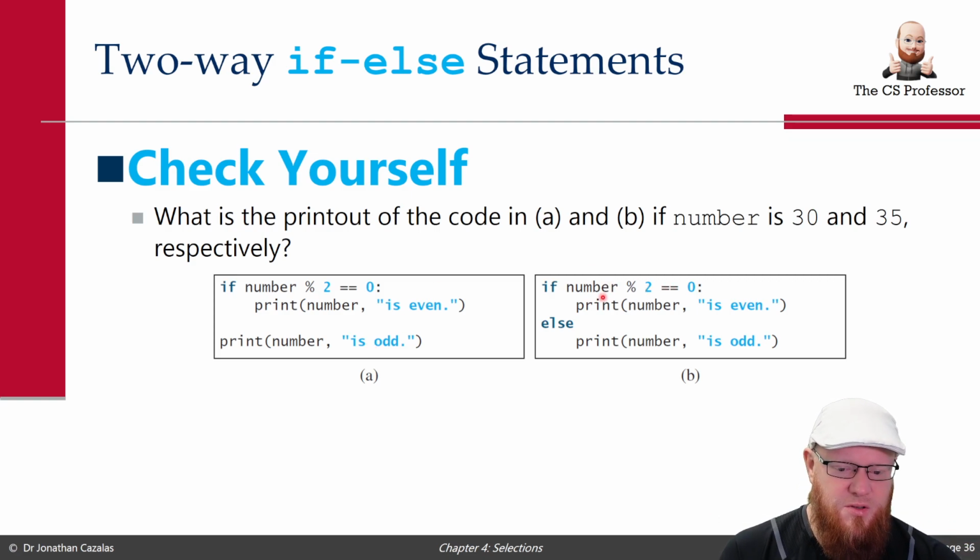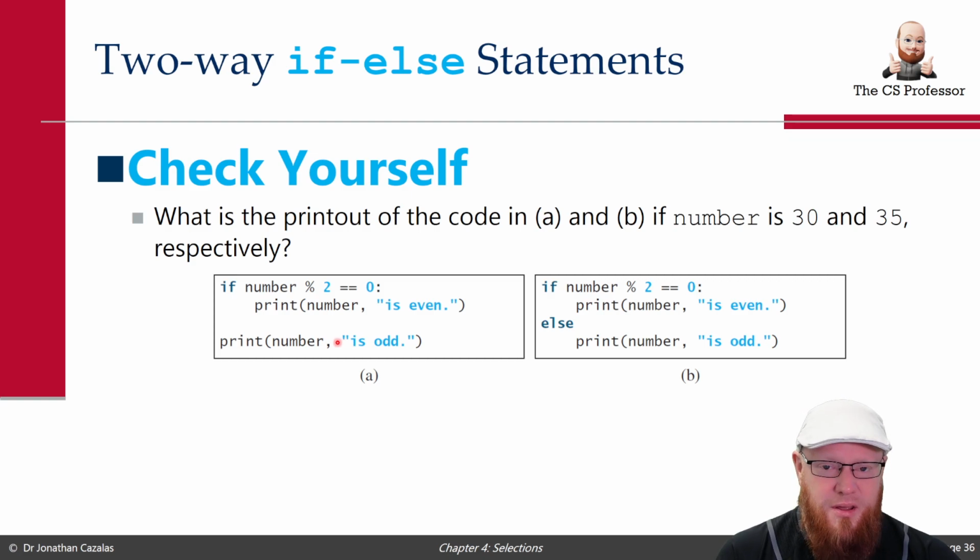Now come over and test this one. If we put 30 in again, if 30 mod 2 is 0, it is. So we're going to print number is even, else, and there should be a colon here, else print number is odd. We're not going to print 30 as odd because once this if statement is true, we do not execute the else or anything underneath that if block. So let's also check 35. If 35 mod 2 is 0, it's not, so we won't print number as even, but we will print number as odd.